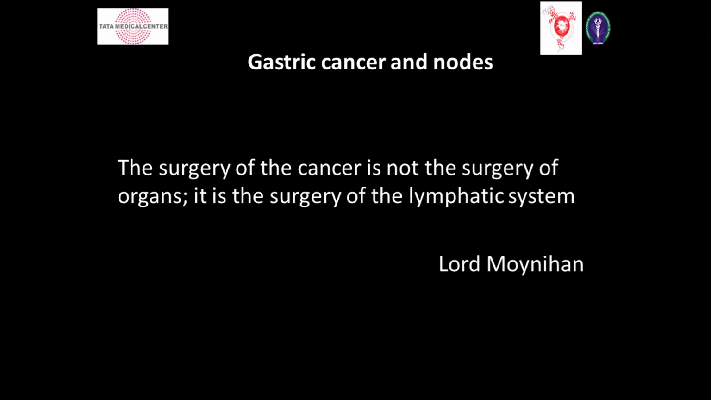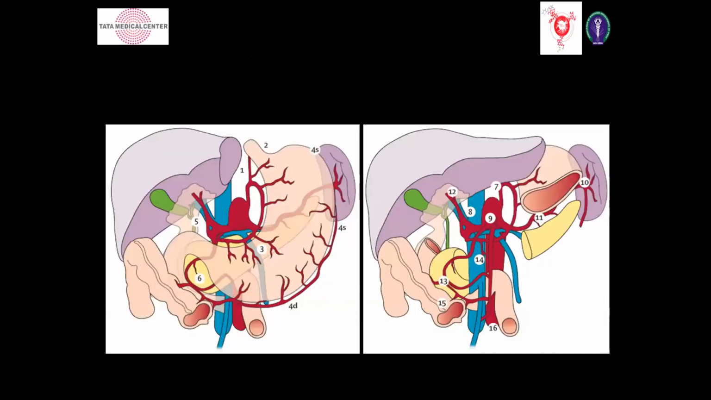While we treat a patient with gastric cancer, we should remember the famous quote of Lord Moynihan, that surgery of cancer is not the surgery of the organ, it's the surgery of the lymphatic system. Because the secret lies in dealing with the lymph nodes, especially in gastric cancer, where it is applicable the most. Now, why is gastric cancer so important? Why are the lymph nodes so important in gastric cancer?